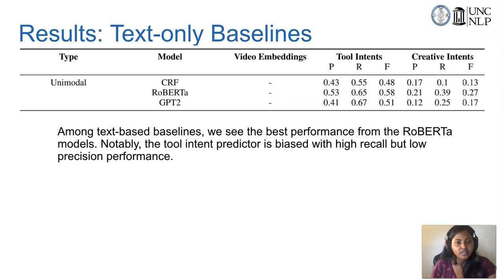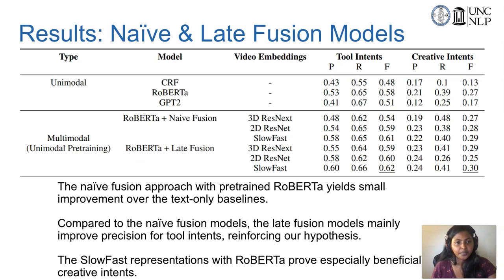Among text baselines, we see the best performance from the RoBERTa models. Notably, the tool intent predictor is biased with high recall but low precision performance. The naive fusion approach with pre-trained RoBERTa yields small improvement over the text-only baselines. But compared to the naive fusion models, the late fusion models improve precision for tool intents, reinforcing our hypothesis about the weaker video signal and the discriminative text signal.